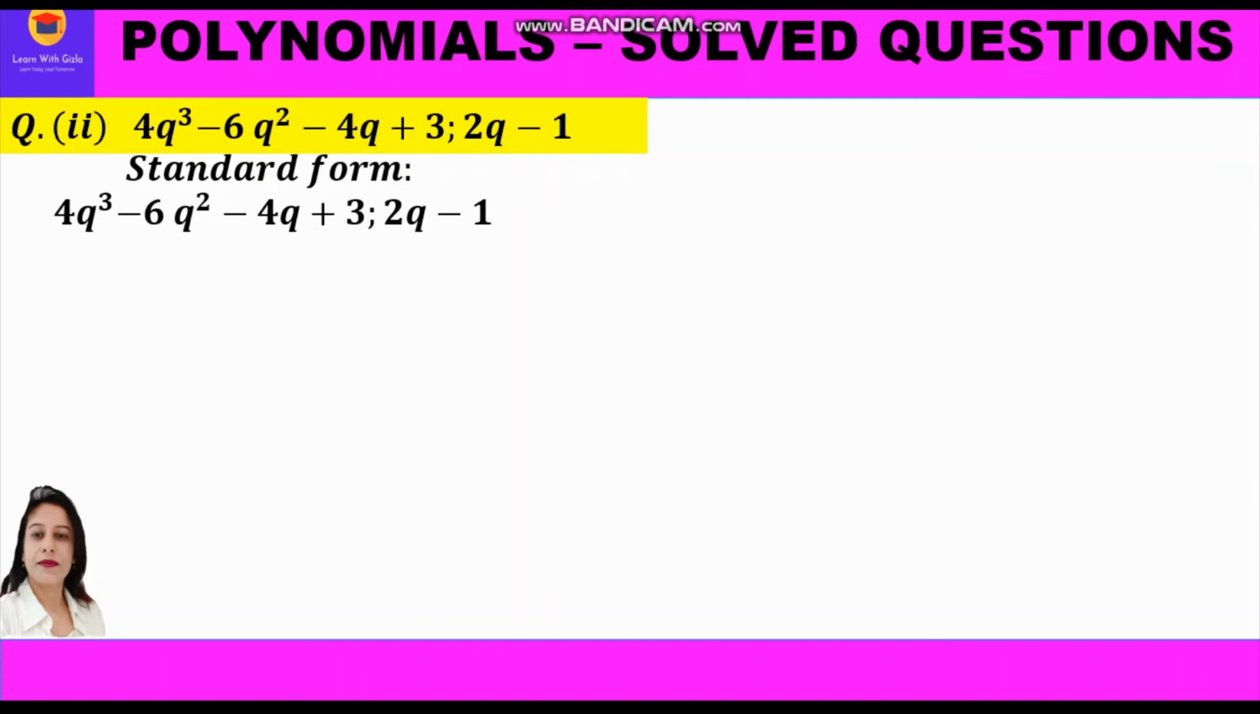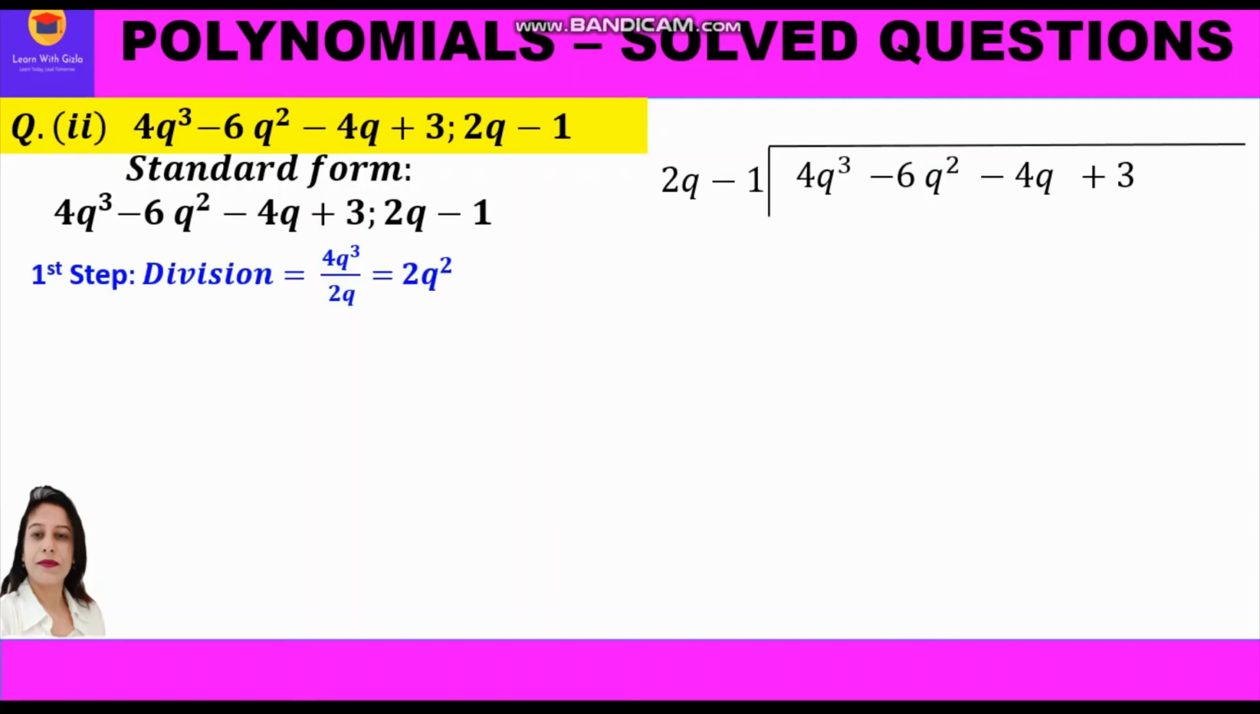Now we shall set our problem. The divisor, that is 2q minus 1, will come outside, and the dividend, that is 4q cube minus 6q square minus 4q plus 3, will come inside. Now we shall start with the first step, that is division. We shall take the first term of the dividend, that is 4q cube, and divide it by the first term of the divisor, that is 2q, and we shall get 2q square, which is our quotient, which we will write on the top.